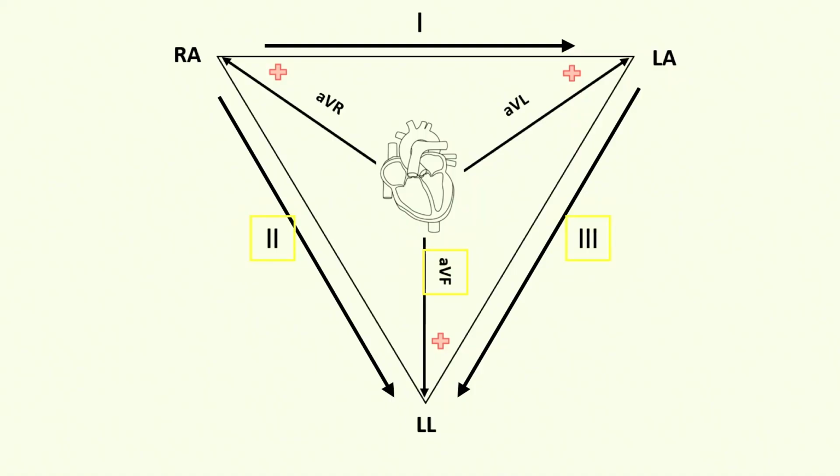Using this, you can start to see some of the territories. So we call 2, 3, and F the inferior leads because they're all looking downward. 1 and AVL are some of the lateral leads, right? They're looking up and to the left. And so that is the frontal plane of the ECG. Does that make sense? All right, now we've got a second plane to look at.